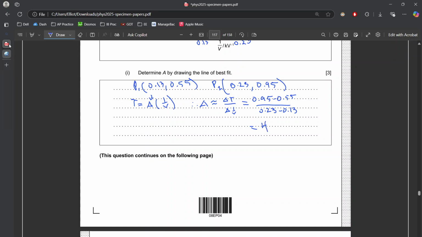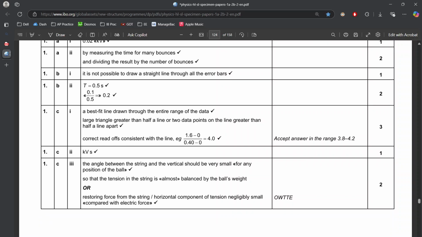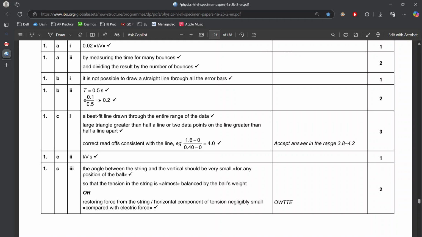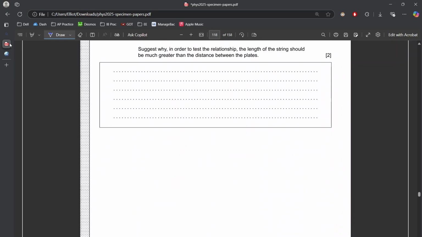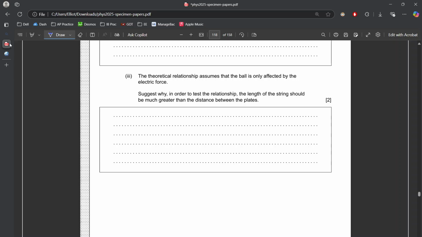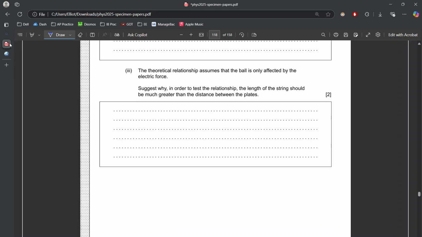Okay, so let's see, how does that work out? Okay, so that is good. And then I think this is just saying choose your dots sufficiently far apart, and then it comes out at about 4. Between 3.8 and 4.2 is acceptable. So I think that means we got all 3 marks. Okay, now we're going to move forward.